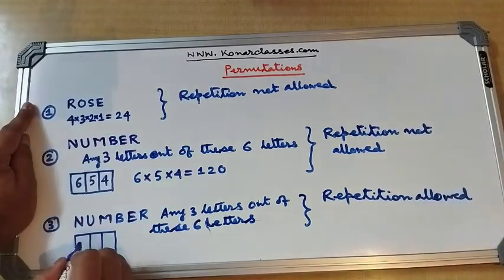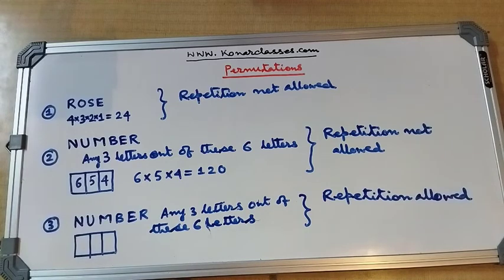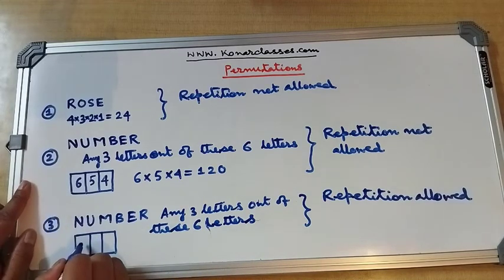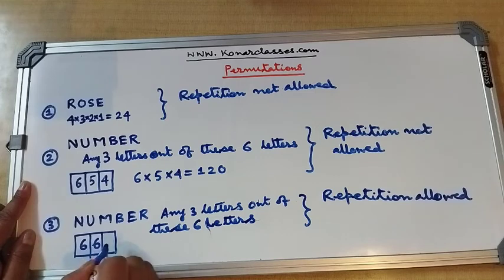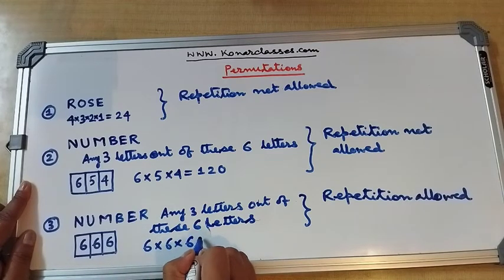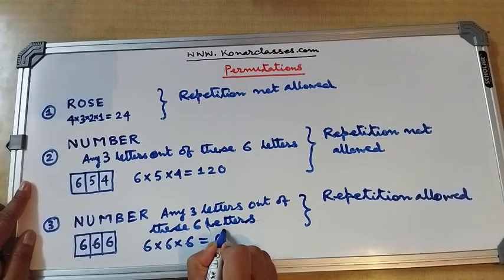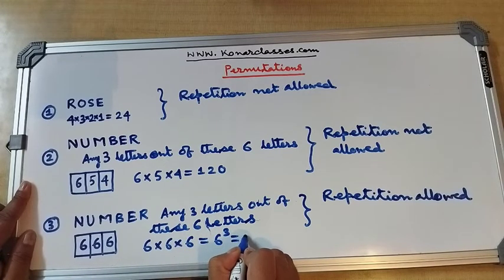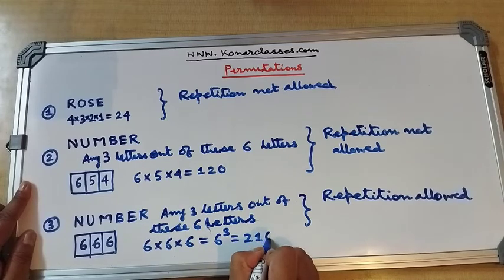What we see here is that the first place can be done in 6 different ways. The second place can also be done in 6 different ways, because repetition is allowed. And the third place can also be done in 6 different ways. So here the required number of ways is 6 into 6 into 6, that is 6 to the power 3, and that comes to 216.